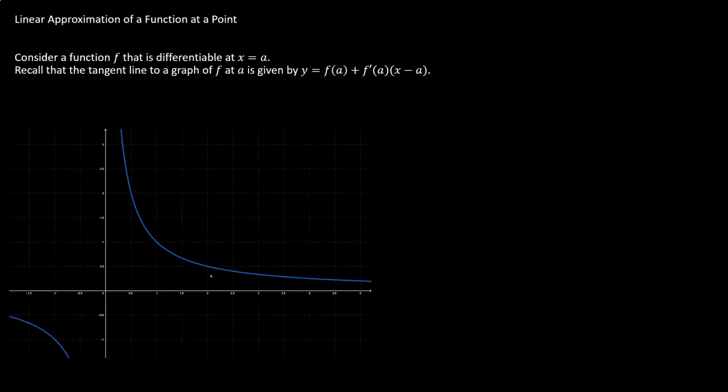On the screen you see a blue curve that's graphed. So this is a function. And we're going to say that this function is differentiable at a point like x equals a. I'm picking to use a as 1. And so I've plotted a point that corresponds to x equals 1. And at this point, I've calculated the tangent line, which you see as the red line graphed.